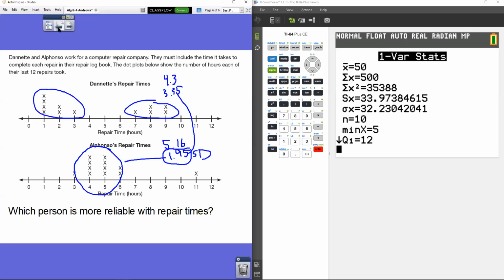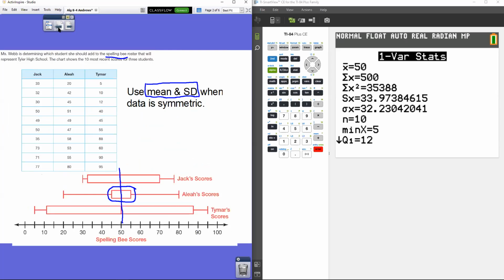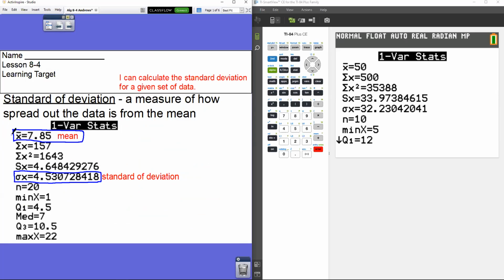So again, on your calculator today, this is the symbol for mean. You have to type your numbers into your L1 and L2, do your one variable statistics. That's the symbol for mean. This is the symbol for standard deviation. The lower the standard deviation, the more predictable and reliable your data is. The higher standard deviation, the more all over the place your numbers are, the less predictable the data.